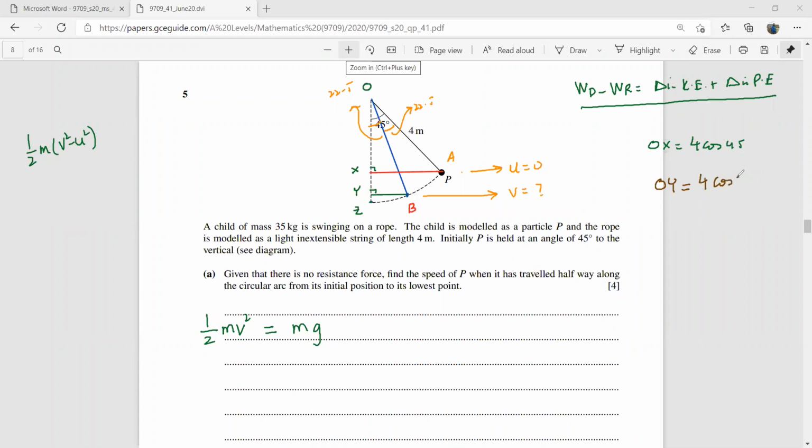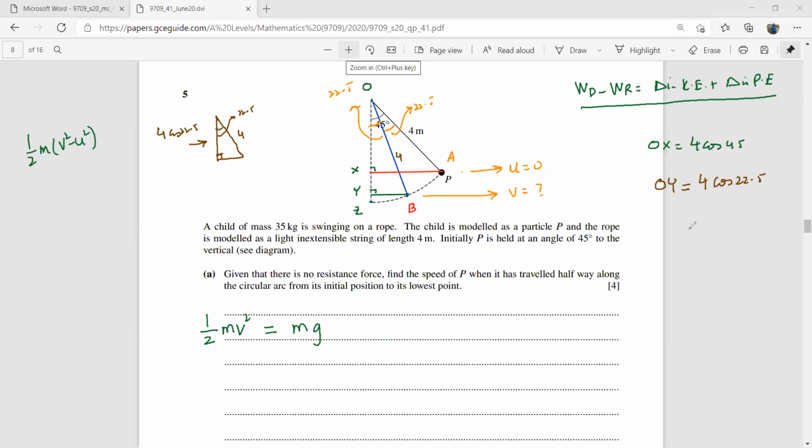4 cos 22.5, because this OB is also 4, and this is a right angle triangle OYB. Okay, should I draw this over here? This one is 4, this one is 22.5. Here is a right angle. So if you want to find this length, that is going to be 4 cos 22.5, right?